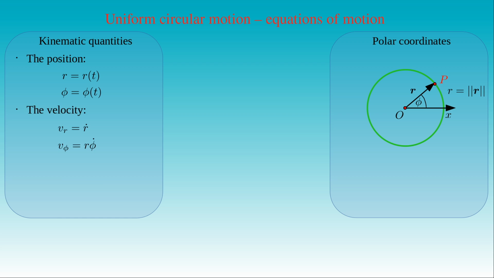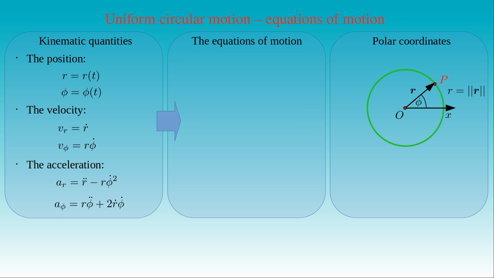We also derived the components of the acceleration in the polar coordinate system. Its radial component is equal to r double dot minus r times the square of phi dot. Its angular component is given by r times phi double dot plus 2 times r dot times phi dot. From the kinematic quantities written in polar coordinates we obtain the equations of motion for circular motion, if we apply the condition stating that the length of the position vector is equal to the radius of the circular path, which is constant.